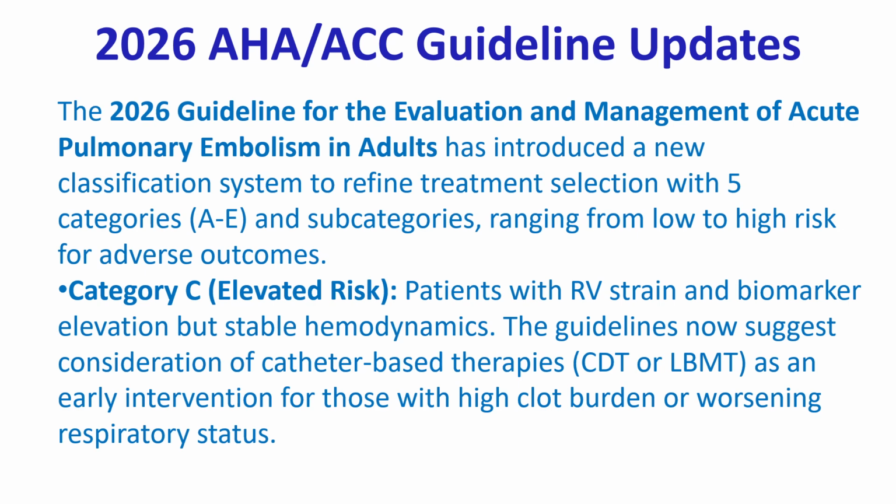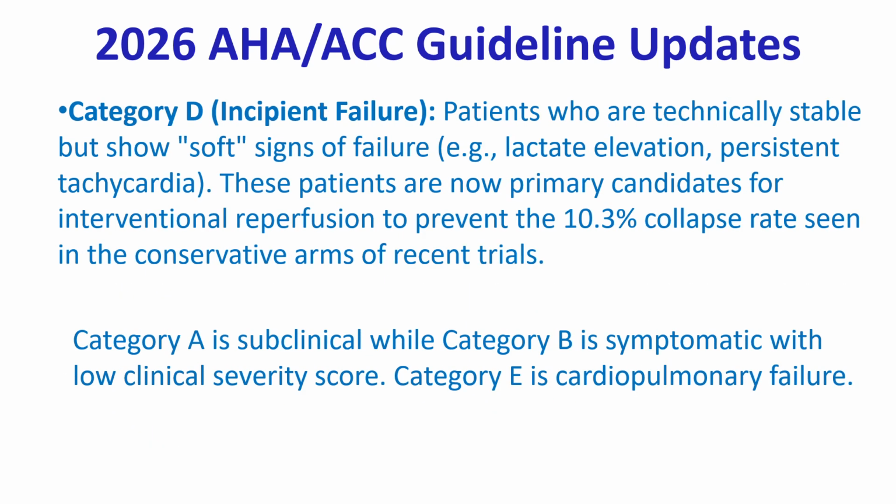Category D, incipient failure: patients who are technically stable but show soft signs of failure, for example lactate elevation or persistent tachycardia. These patients are now primary candidates for interventional reperfusion to prevent the 10.3% collapse rate seen in the conservative arms of recent trials. Category A is subclinical, while Category B is symptomatic with a low clinical severity score. Category E is cardiopulmonary failure.